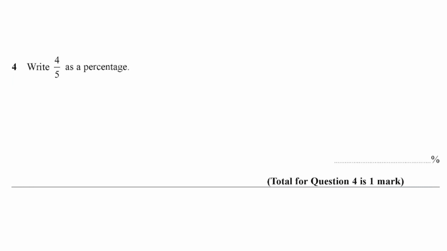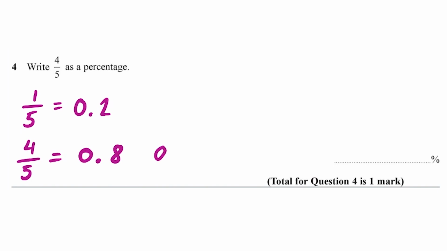Question number 4, write 4/5 as a percentage. Well, you're expected to be able to convert some fractions to decimals just from memory, and a fifth is one of those that you're expected to remember. So you're expected to know that 1/5 is equal to 0.2 as a decimal, and therefore 20% as a percentage. So if 1/5 is 0.2, then 4/5 would be 0.8, which is equal to 80%. So 4/5 is 80%.